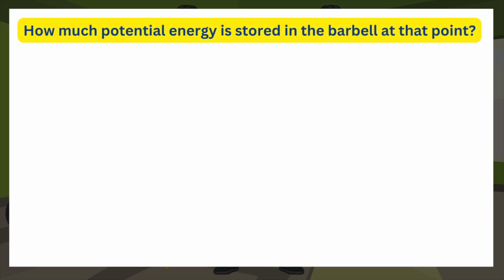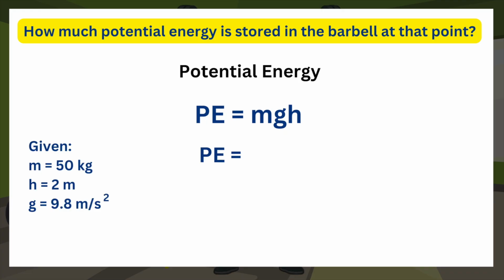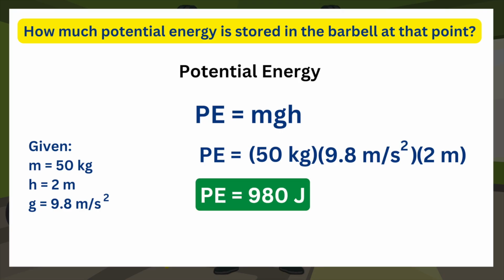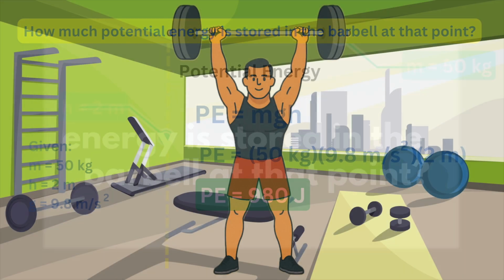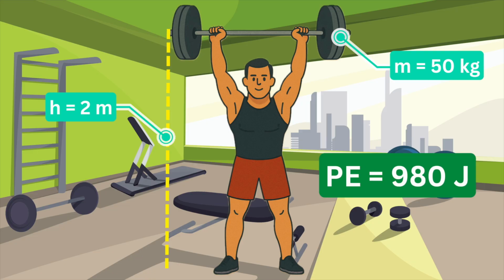To solve for this, let's use the formula: PE = mass times gravity times height. Now, let's substitute the given values. So we get PE = 50 kilograms times 9.8 meters per second squared times 2 meters. And what's the final potential energy of the barbell? That's right, it is 980 joules. So, by lifting the barbell, the bodybuilder gives it 980 joules of gravitational potential energy.